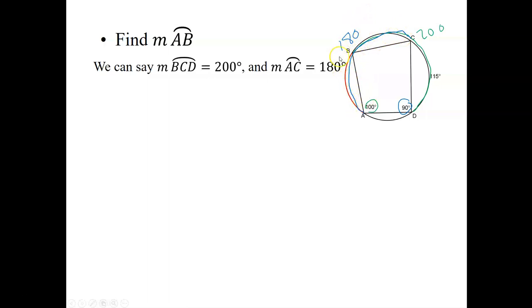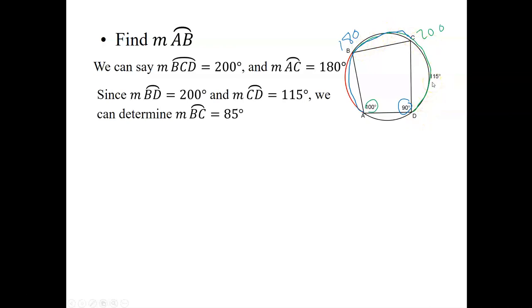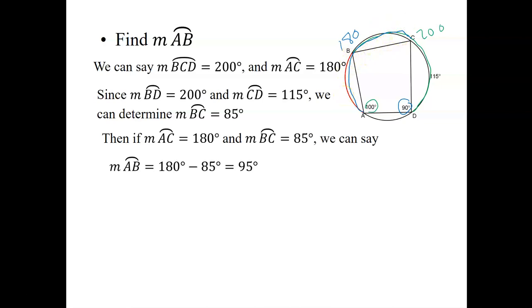So just knowing that from A all the way around through B to C is 180 doesn't necessarily give me AB. But I do know that from B to C to D is 200, and from just C to D is 115, which means that from just B to C has to be 85. Now, knowing that this section is 85, we can say that this section has to be 95.